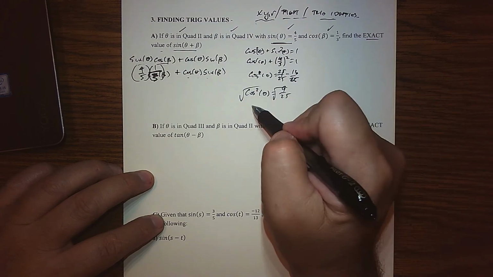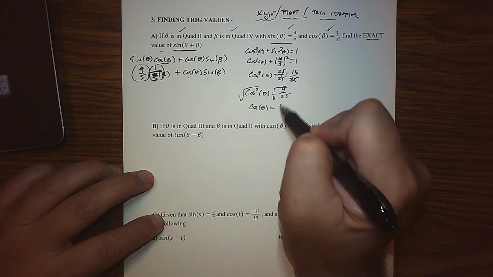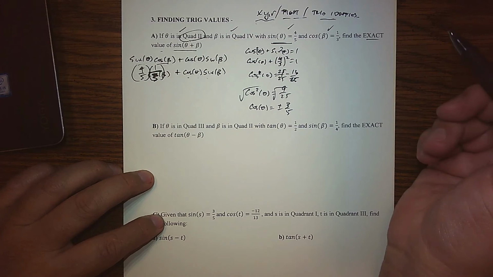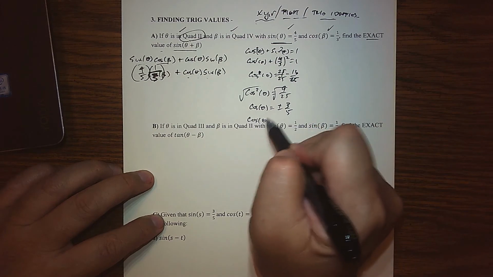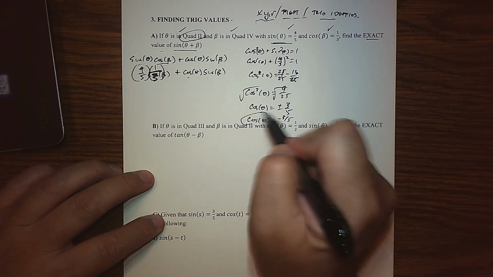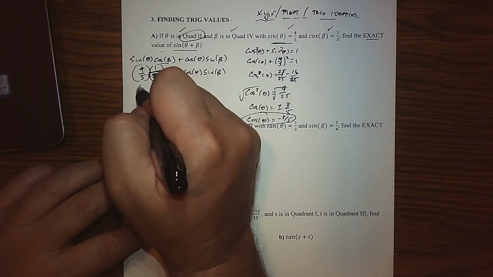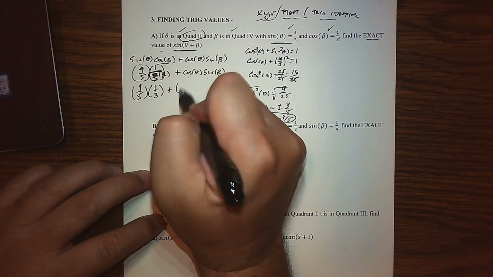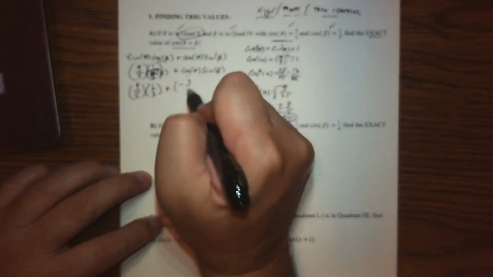Taking a square root, cosine of theta becomes plus or minus 3 over 5. And since we're in quad number 2, we know that the cosine of theta is negative. All right, so there's our cosine of theta. So we can come back up here and start filling in some of the blanks. So this is negative 3 over 5.